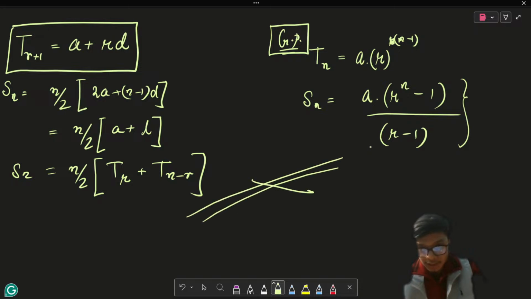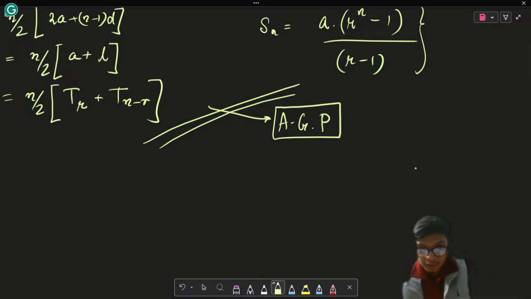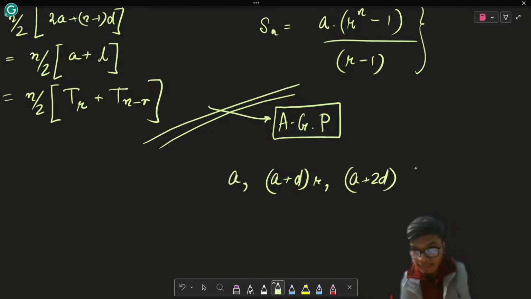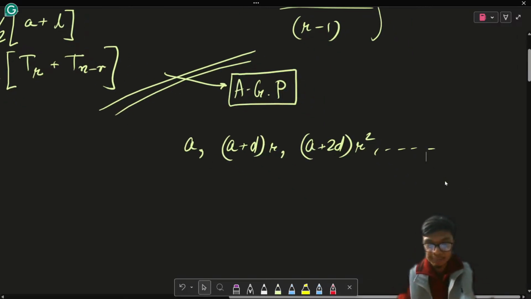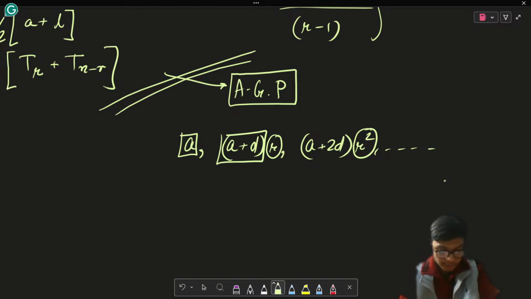Okay, now another important result that you need to study as a combined approach of these two is called arithmetic geometric progression, which is also known as AGP. So arithmetic geometric progression is a kind of sequence where you have numbers like this, and so on, right? This kind of progression has an AP in the form of this part and a GP in the form of this r squared and so on, right? So this kind of progression is called arithmetic geometric progression, right?